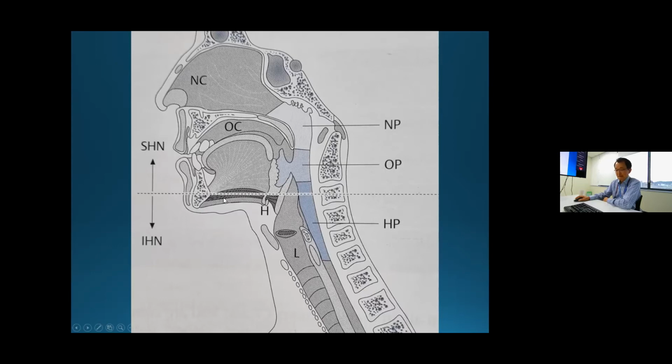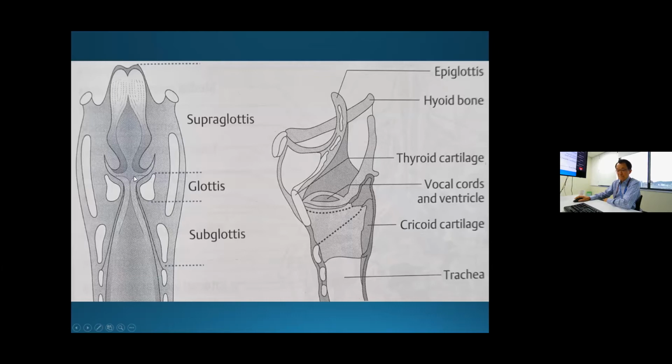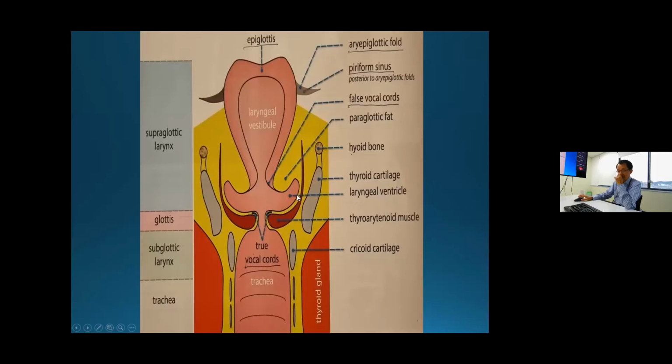On the frontal view, this is a vocal cord. There's a supraglottis, glottis, and subglottis here. On the sagittal again: epiglottis here, hyoid bone, thyroid cartilage, vocal cord here, and cricoid cartilage is right here, trachea here. So this is a landmark. So it's together.